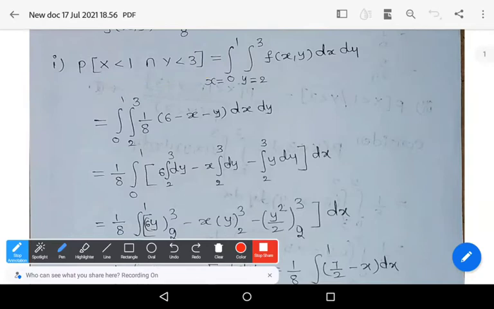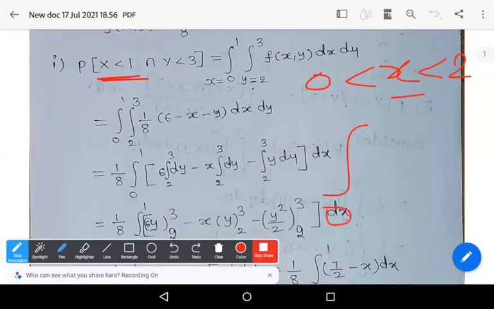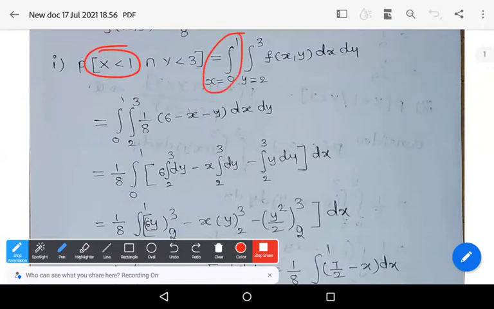Here you observe that the given limits are actually 0 < x < 2. But here we are taking capital X < 1. The upper limit of x is 2, but we are taking only up to x < 1. So you have to integrate the variable x between 0 and 1.